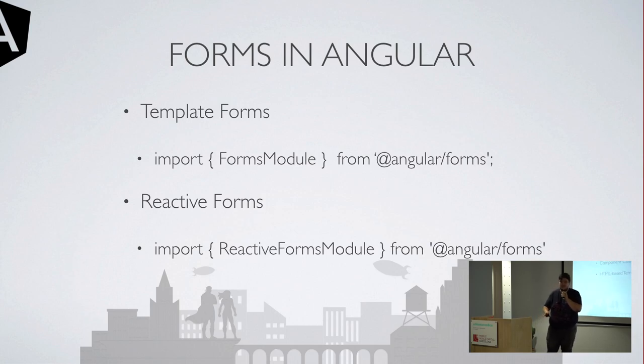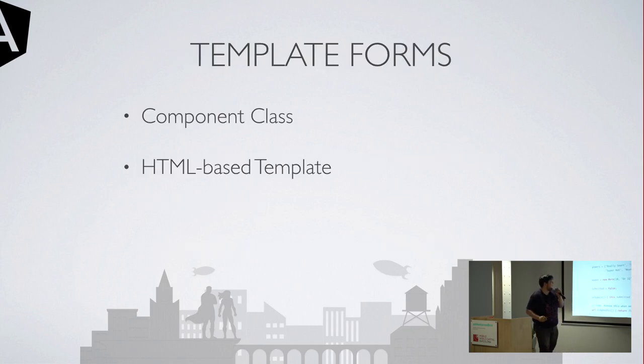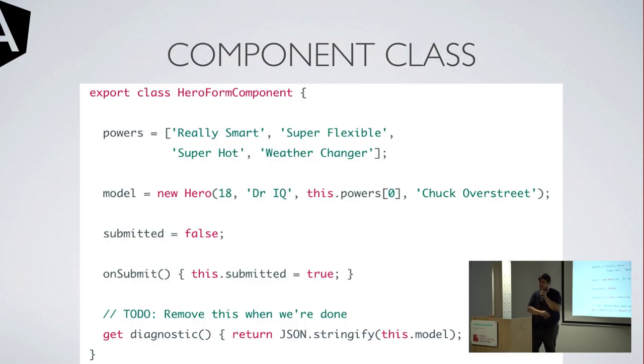Template forms have two things that define them. It's a component class and then an HTML-based template. We're going to start off with the component because there's nothing special about it. If you look at the screen, the only form thing in it is onSubmit, but that's my method name. You could have called that Alex is on stage and it still worked. So there's nothing special about the component. It's just a way to have a model, a place to store data the user inputs into them.